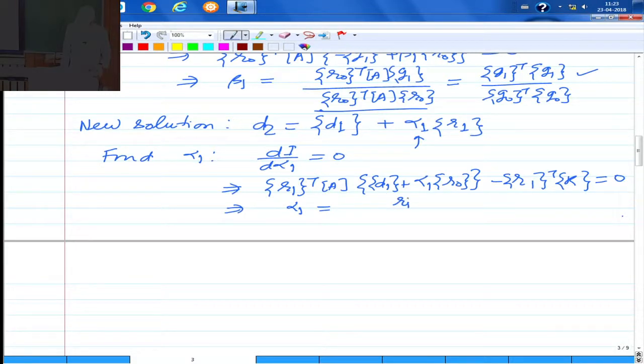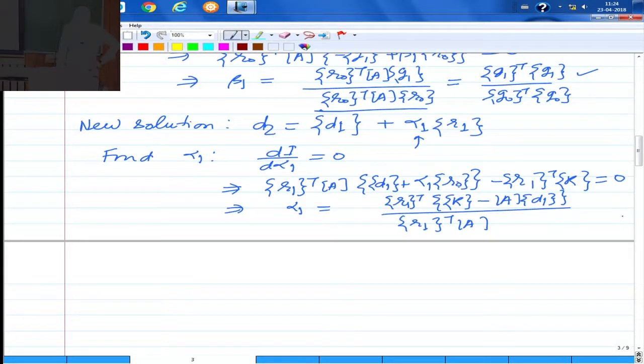So it would be simply R1 transpose into, one is capital R because this is going towards the right, and minus A into D1. This is what you get, and in the denominator we are going to get R1 transpose A into R0. Is that right? Why did I write R1 here? No, R0. This is actually R1, I'm sorry. So this is R1 here, so you get R1 transpose A into R1.